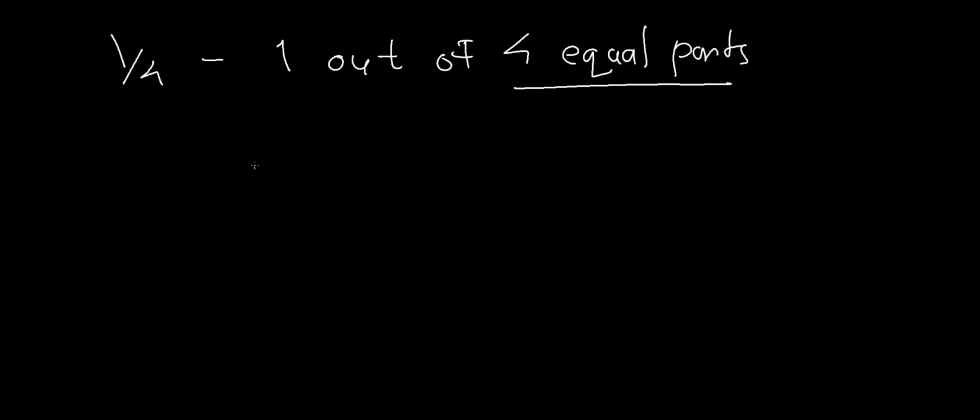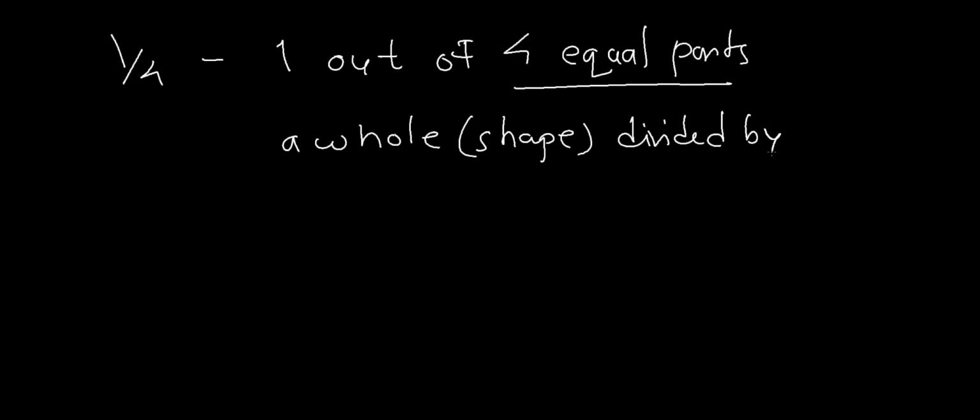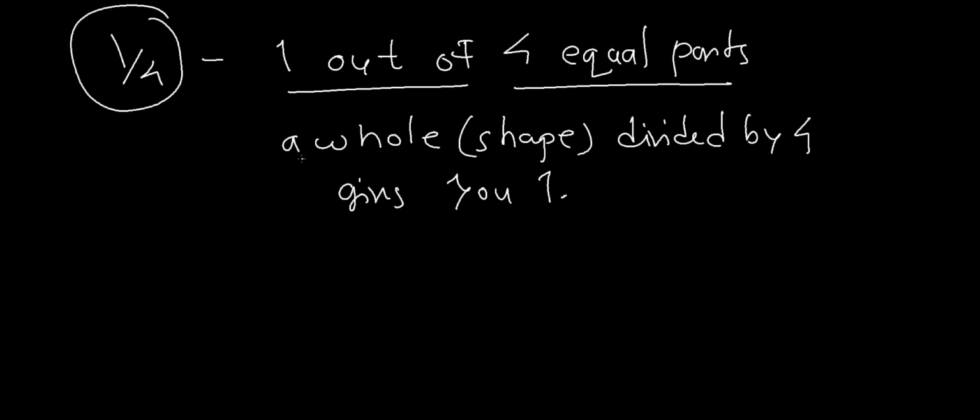We can think of it as 1 out of 4 equal parts, or a whole shape divided by 4 gives you 1. So this 1 by 4 can be seen in these terms also: 1 out of 4 equal parts, or a whole shape divided by 4 gives you 1. So we can see this 1 by 4 in these two forms.